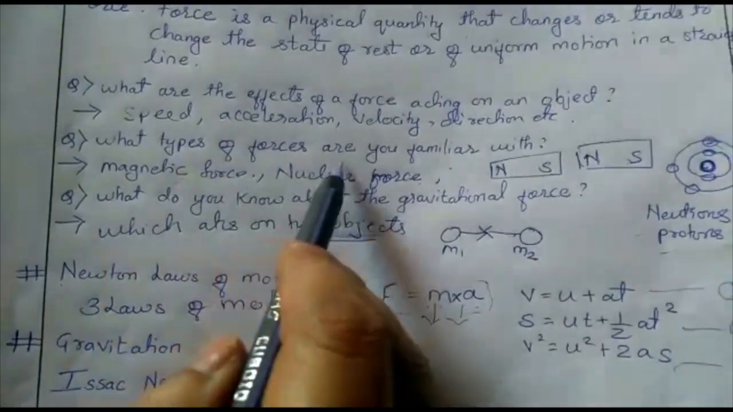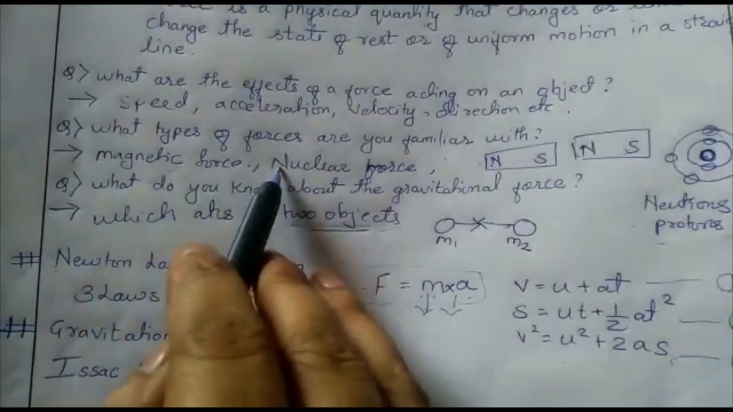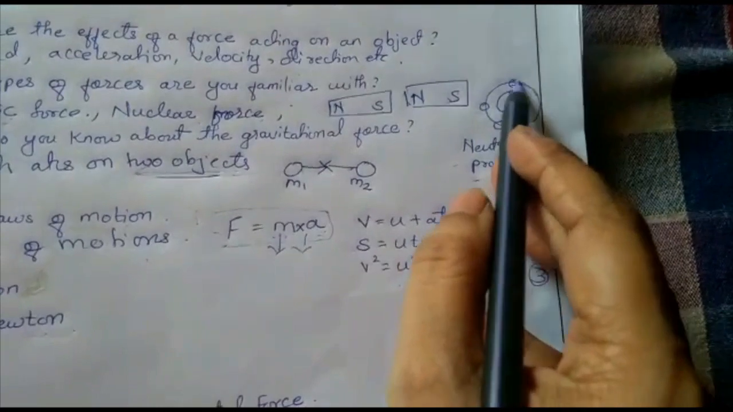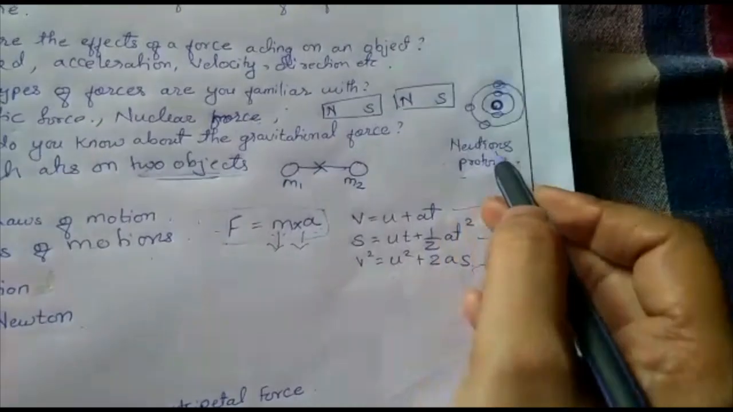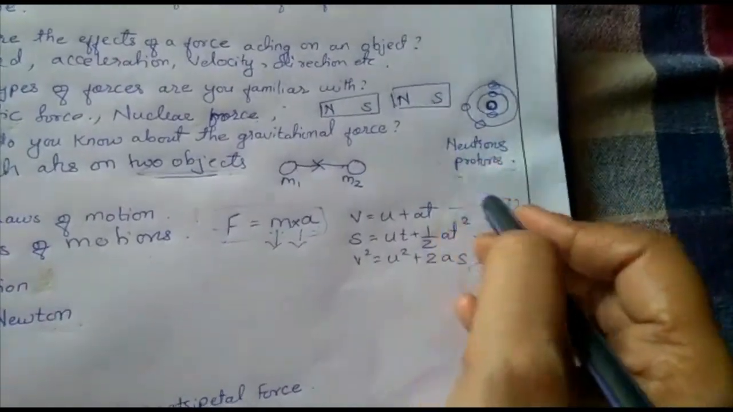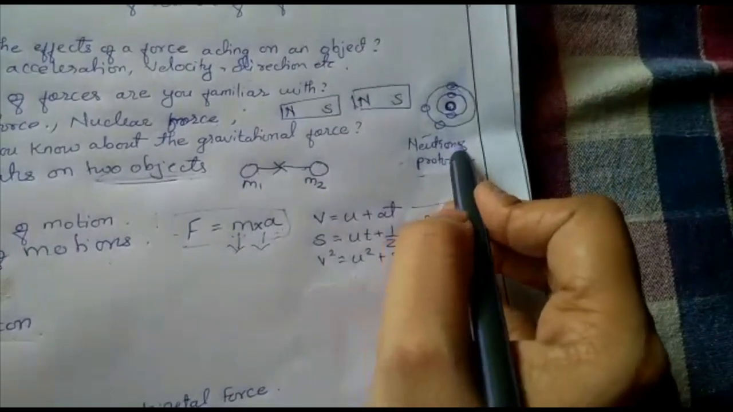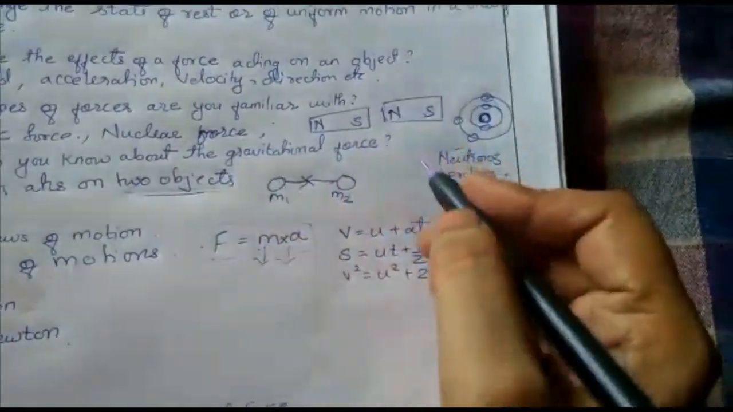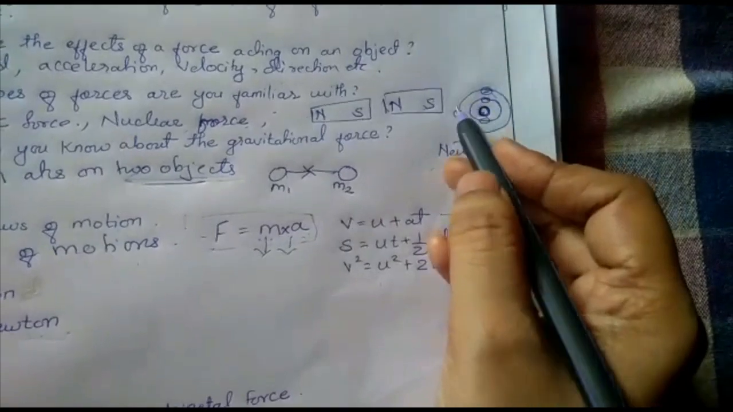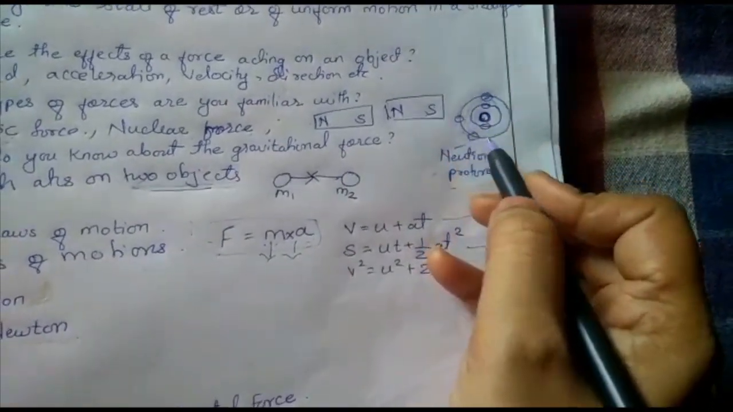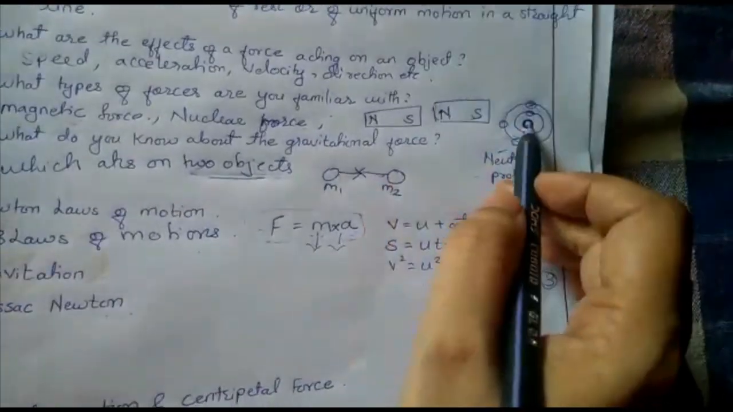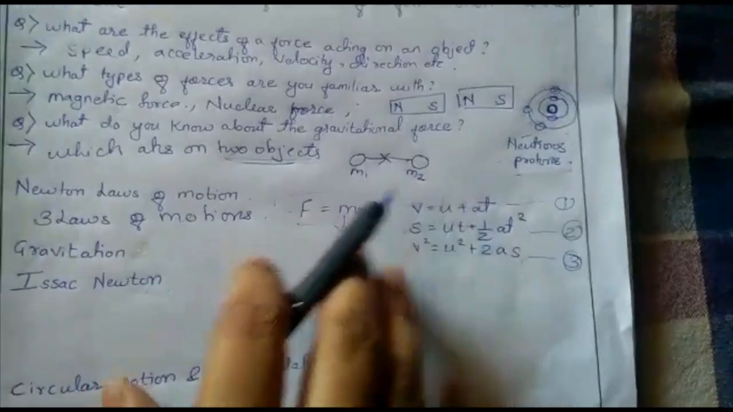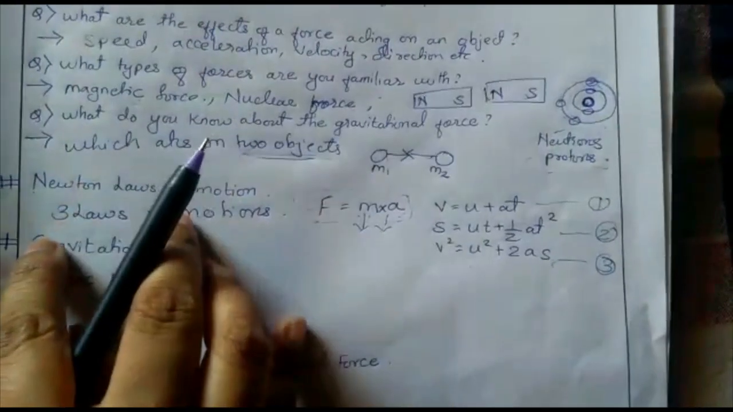Second force is, what are the types of force? First, magnetic, then nuclear force. In this nuclear force, consider this as an atom. Inside the nucleus, it consists of protons and the neutrons. They together are bound because of the nuclear force, which is a very strong force. Here are the electrons which revolve around the nucleus. If you consider two atoms, the force in between them will be the molecular force.